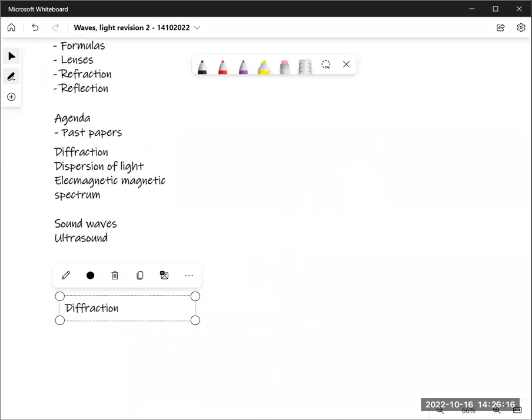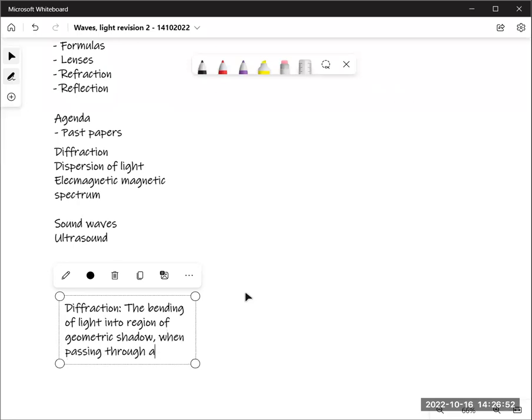And diffraction. So what is diffraction? Diffraction basically means the bending of light into the region of geometric shadow when passing through an aperture, a narrow aperture. That is the exact definition of diffraction.